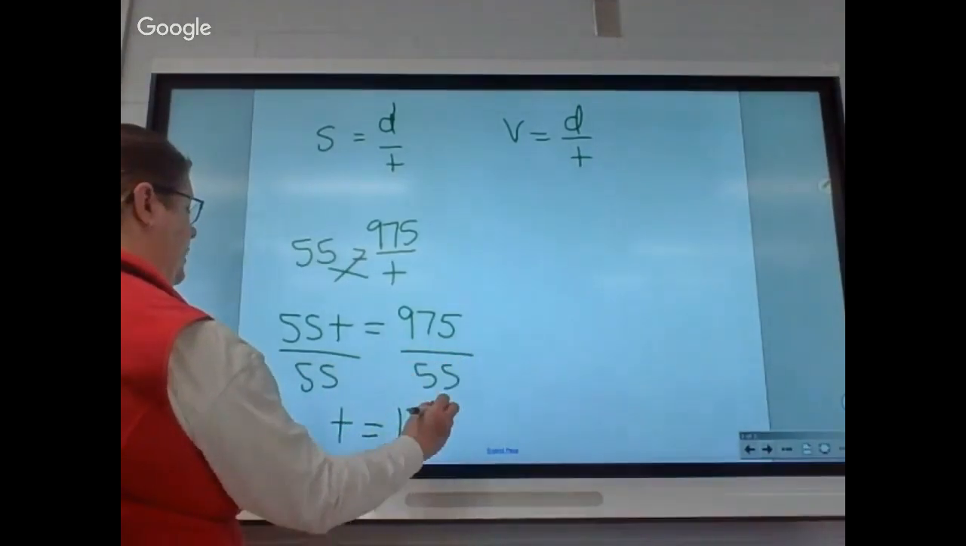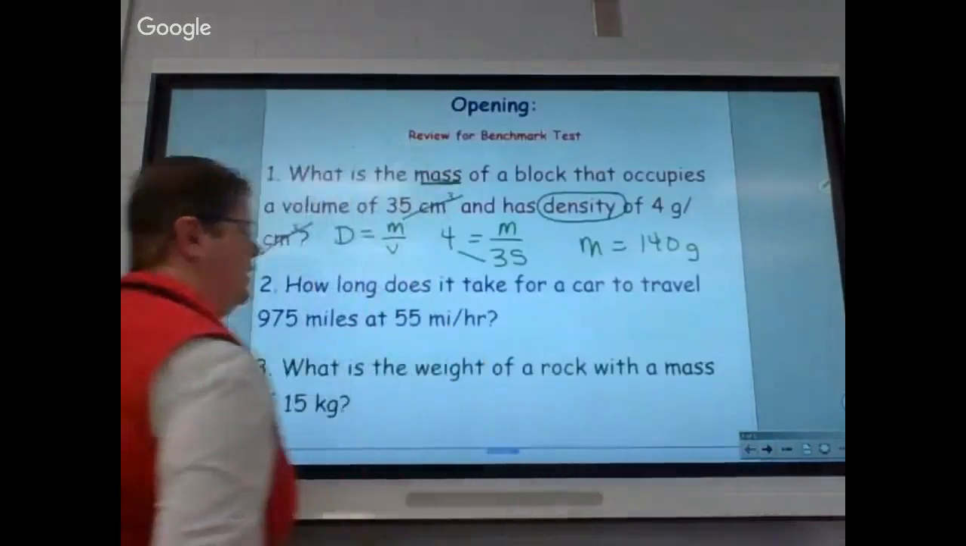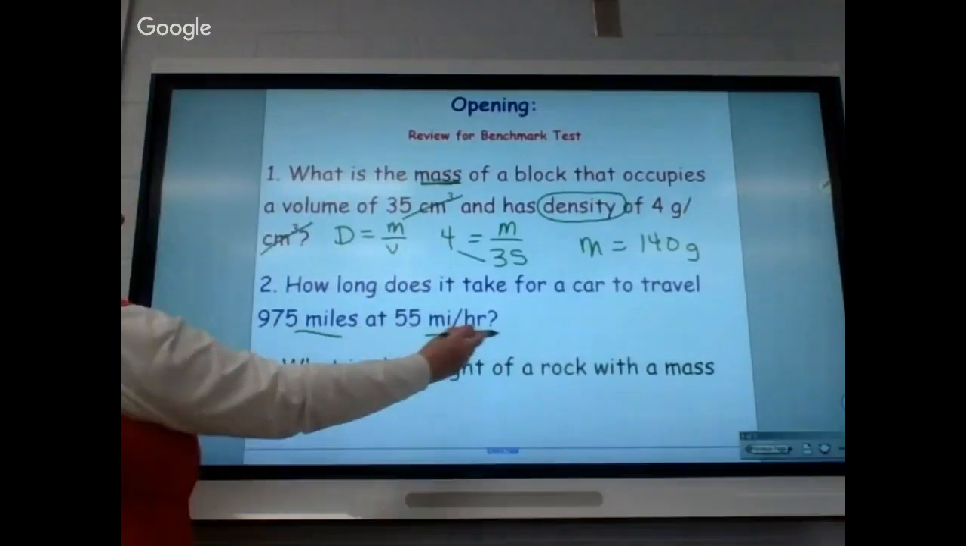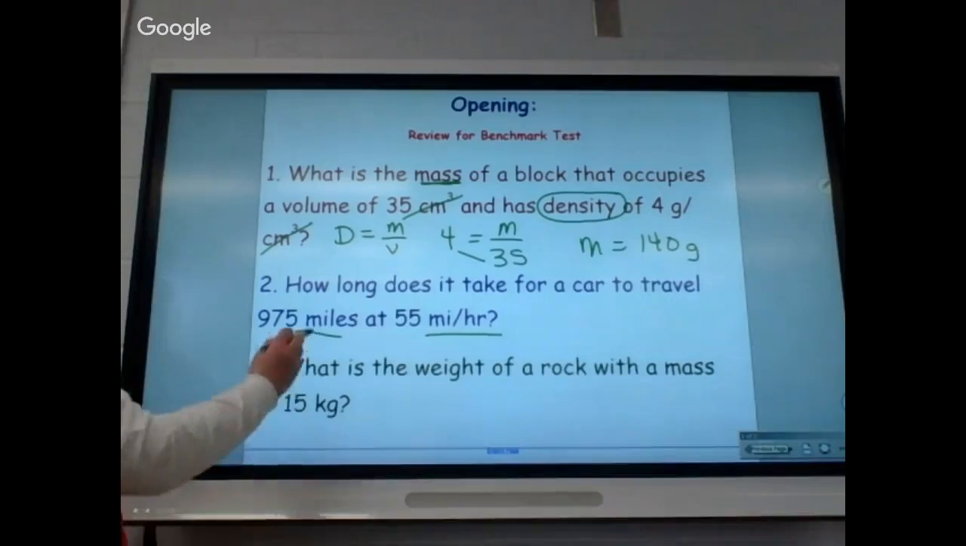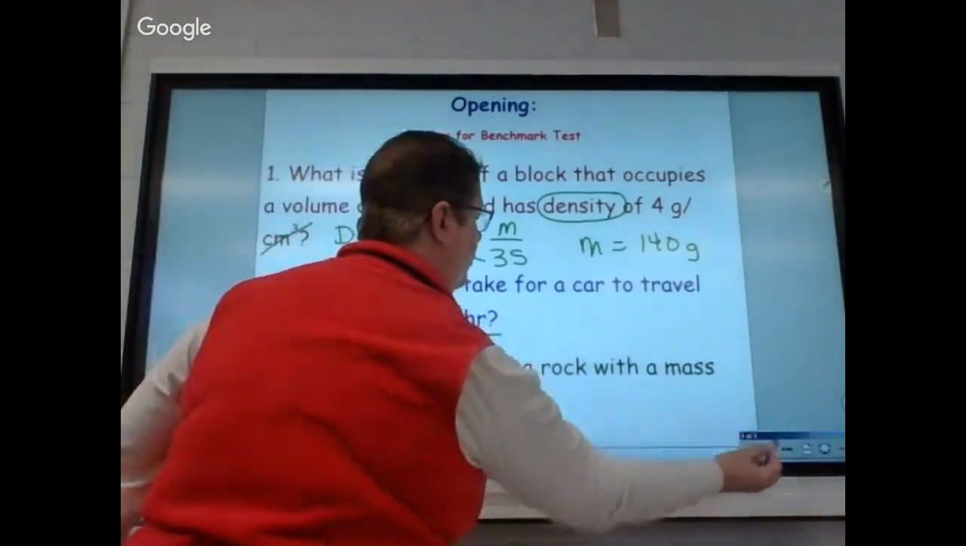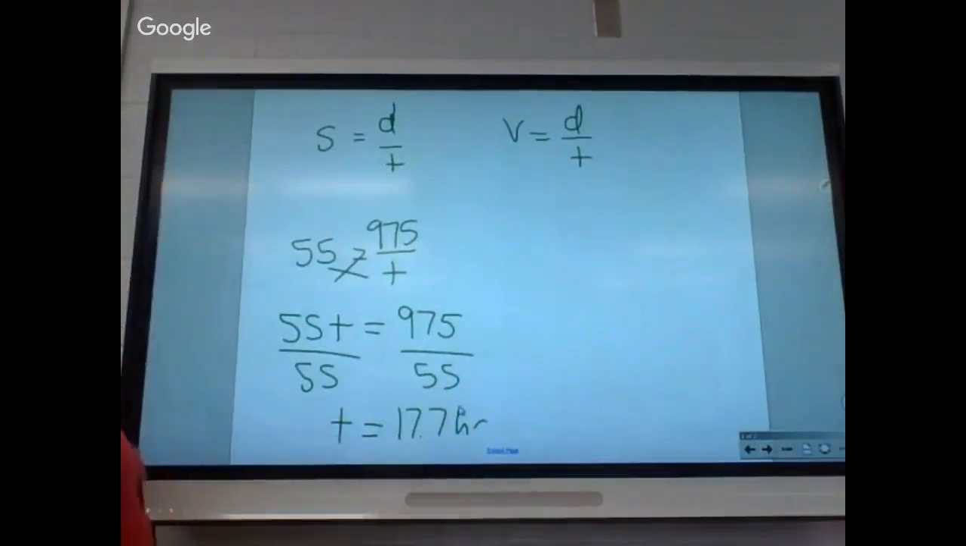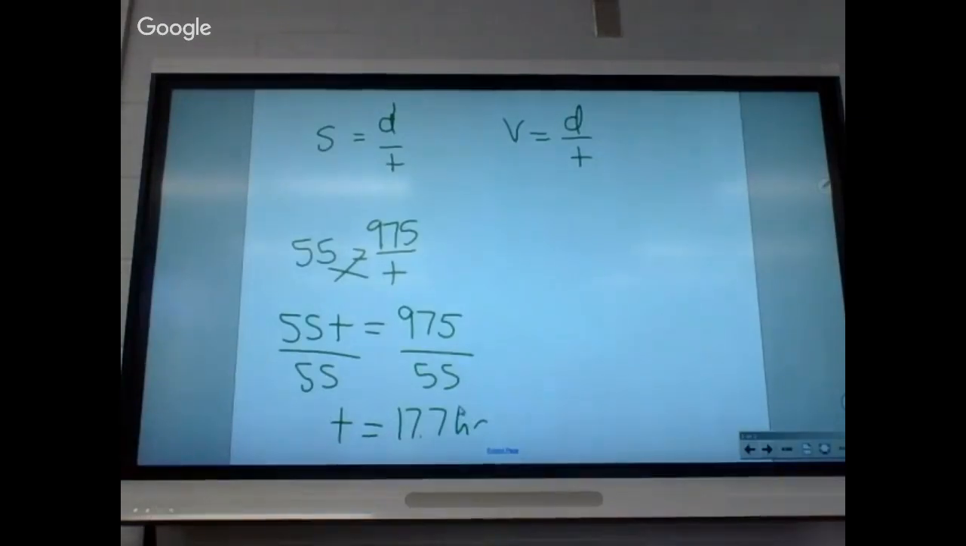17.7. And again, check your units. What do you know is going to happen? The miles cancel out, and we're left with hours. Everybody feel okay about that?